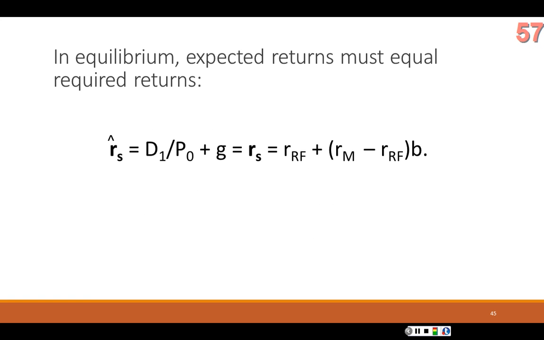In equilibrium, expected returns must equal required returns. So here we have our dividend yield plus our growth rate is equal to our required return, which would be equal to the required return you get with the security market line.